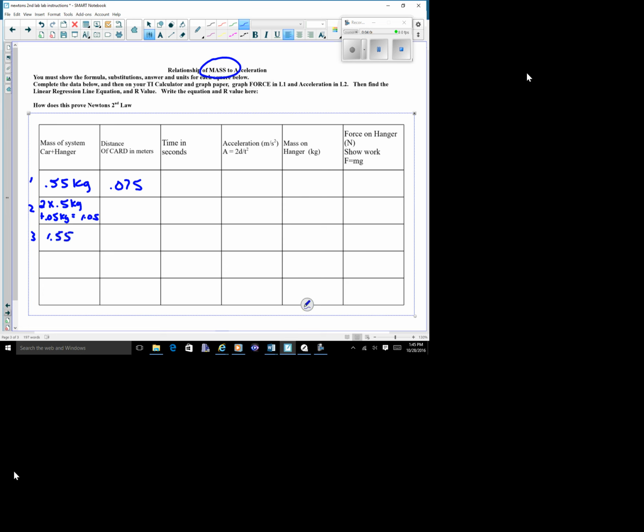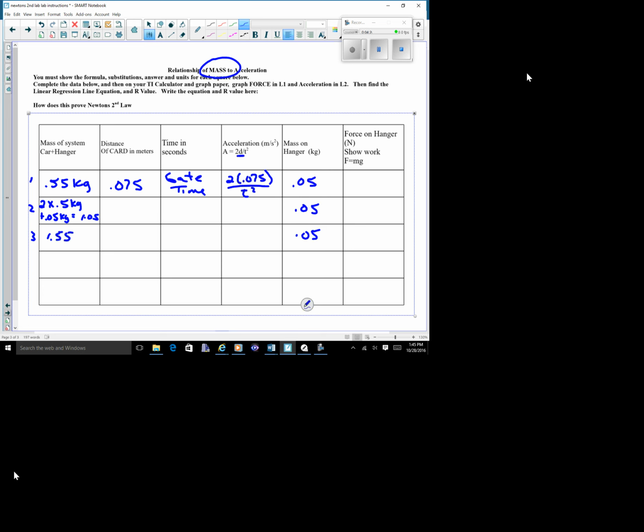The acceleration, once again, is going to be 2 times the distance of the card. So it's going to be 2 times 0.075 divided by the square of whatever that gate time was. The mass on the hanger will always be 0.05 on this side. It never, ever changes, because what you're changing is the mass of the cars. You're adding more cars, not adding more force.